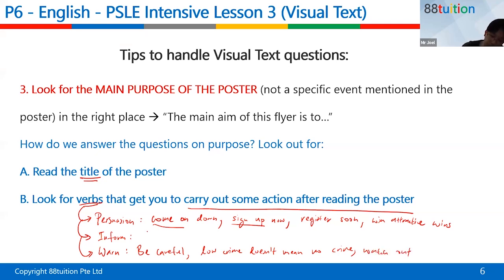Inform would be like to inform. They actually use the word inform, or they will give you detailed information about the events, like what can you expect when you go there for the event? What are the programs? What kind of food is being sold? Can you buy drinks there? Do you need to buy vouchers or blah blah blah? That's mostly to inform you about stuff.